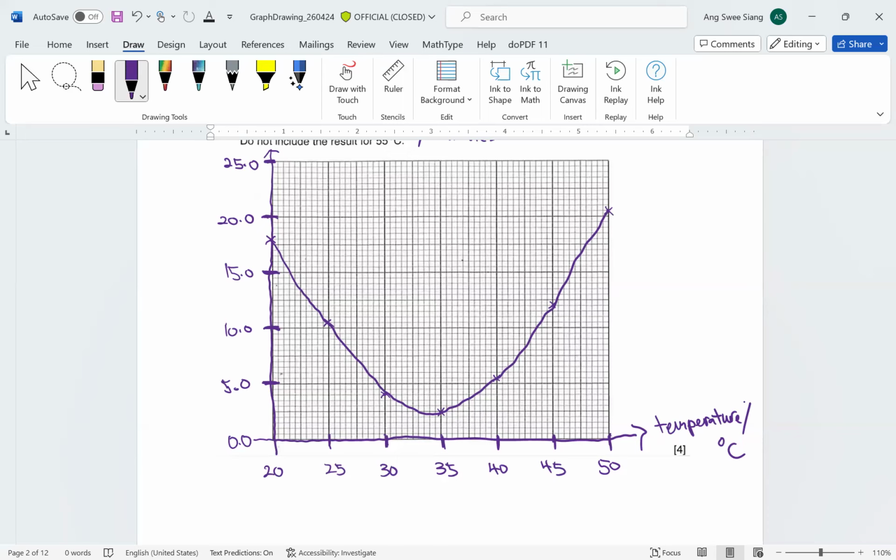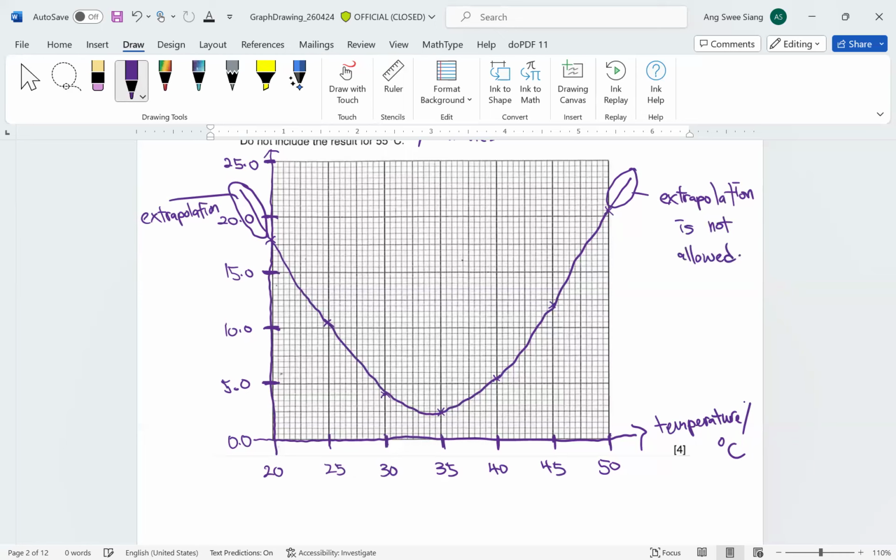Now, one thing I want to emphasize: do not draw anything beyond the last 2 points. Anything beyond the last 2 extreme points is considered extrapolation. Extrapolation is not allowed. Marks will be deducted. Extrapolation is not allowed.